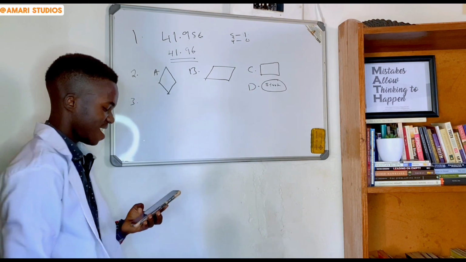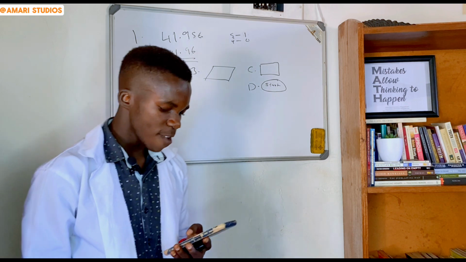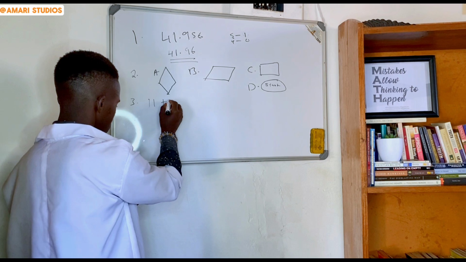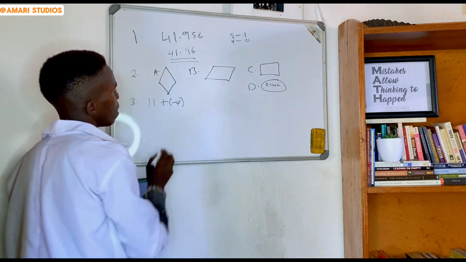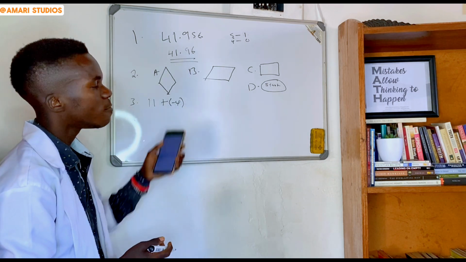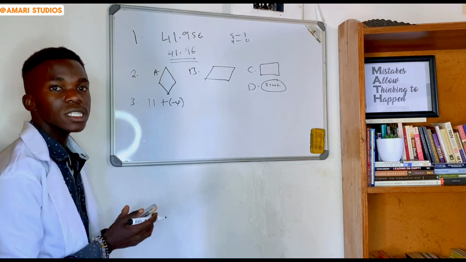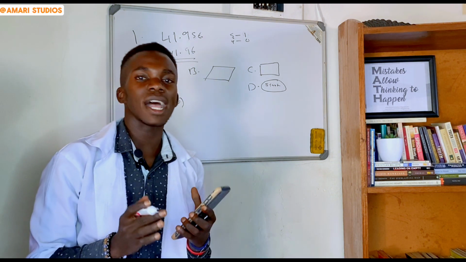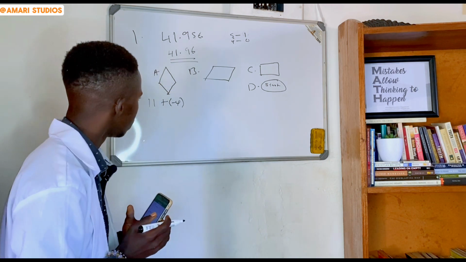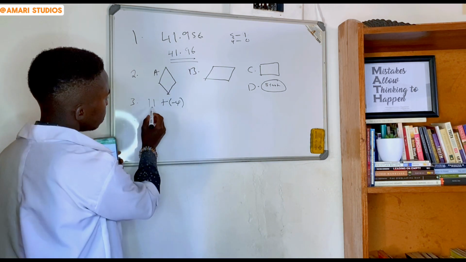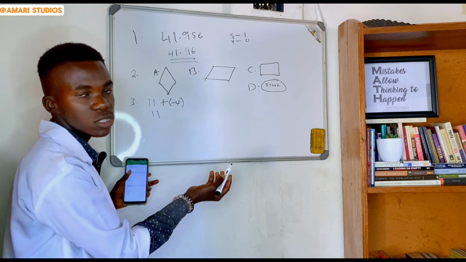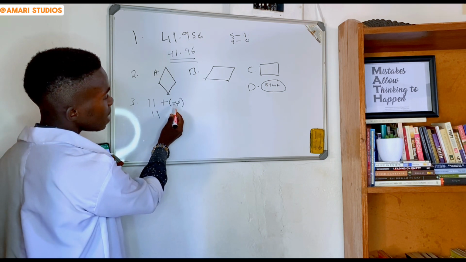Let's move to question 3. Question 3 says find the value of 11 plus -4. Find the value of 11 plus, in brackets, -4. The first thing that you do when solving an integer problem is to consider the sign, because signs are very important. This is 11. As you can see, in the middle there we have two signs, a positive sign and a negative sign.